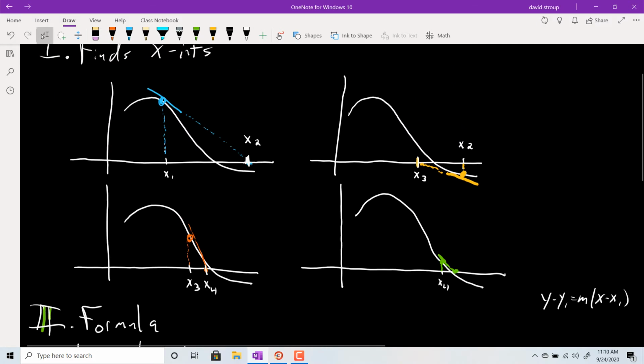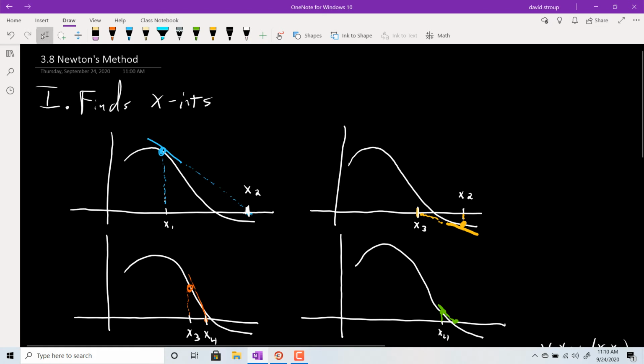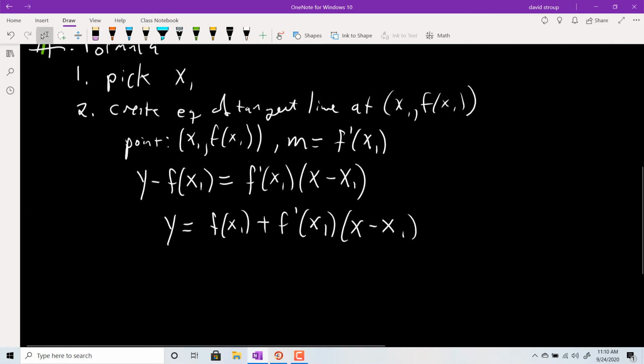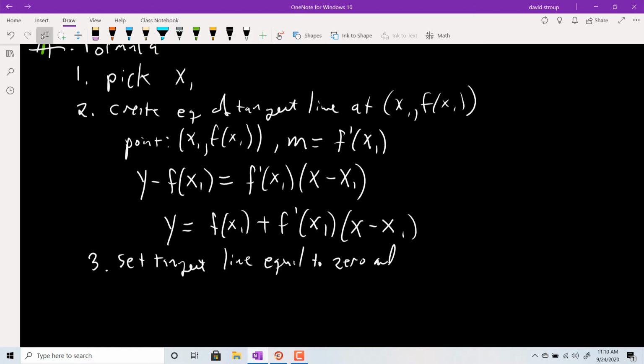Okay, so what did I do then? I got the equation of a tangent line, like this blue guy on the top left here. And so what did I do? I extended the tangent line to the x-axis and found that point. So what does that mean? That means I basically set the tangent line equal to 0 and solved for x. Okay, so that'll be my next step. Set tangent line equal to 0 and solve for x. Okay, and then that becomes your next point.